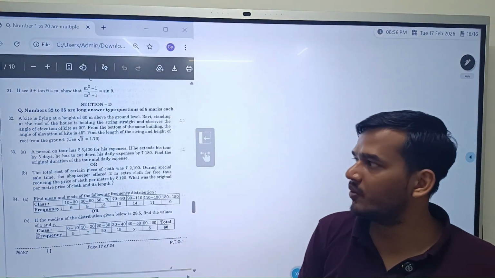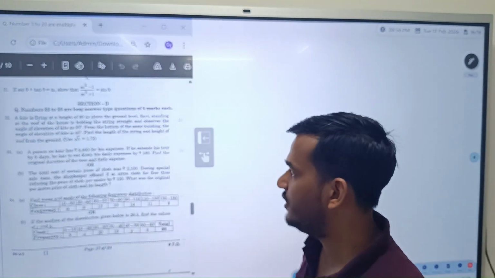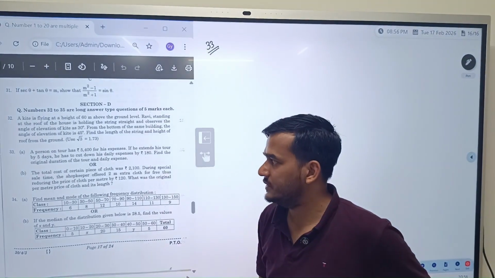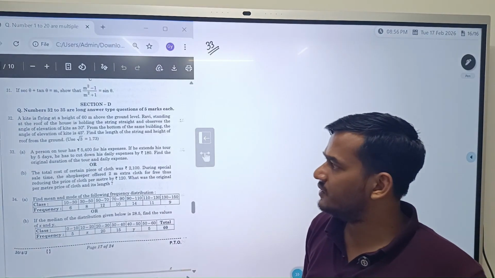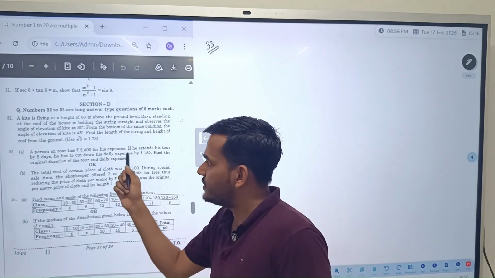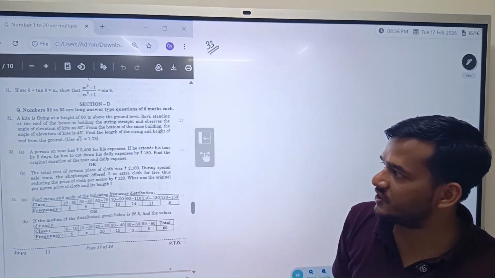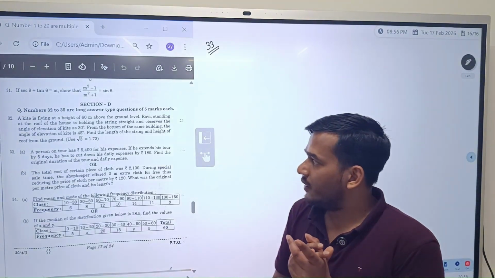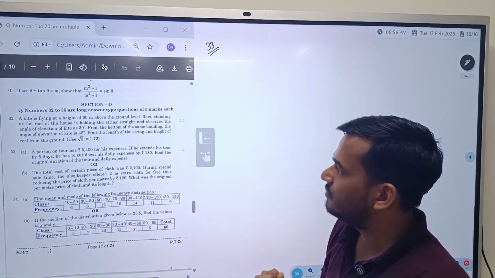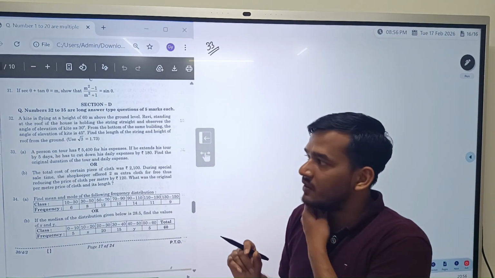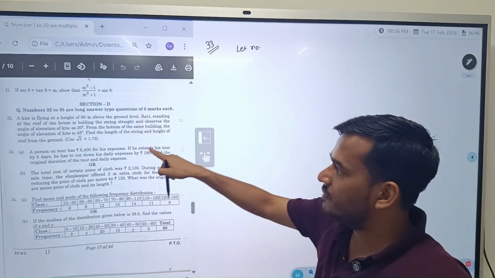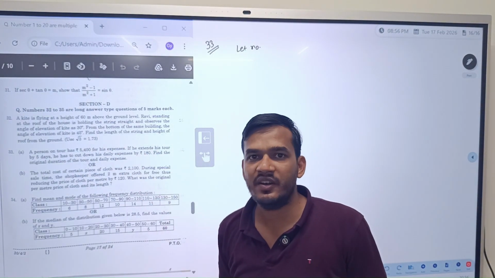Now moving to the next question, 33. Both of the questions, from both parts which are optional, are from quadratic equation. A person on the tour has 5,400 for his expense. This expense can be divided into two parts, number of days and daily expense. Expense depends on the number of days and the daily expense.